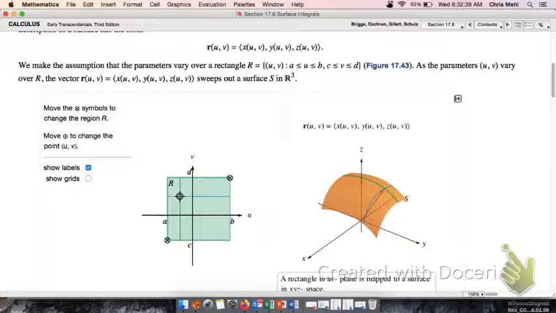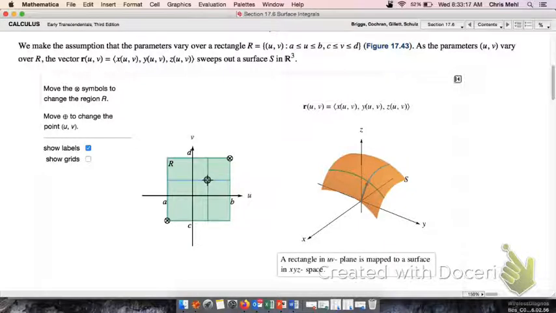So you can play with this in the textbook. Here's the little rectangle that describes u and v. And as you vary throughout the rectangle, if you look on the right, there's a vector directed from the origin whose tail is going to point to a point on the surface. So every point u and v corresponds to a vector giving you a point on the surface, that lives in 3 space.